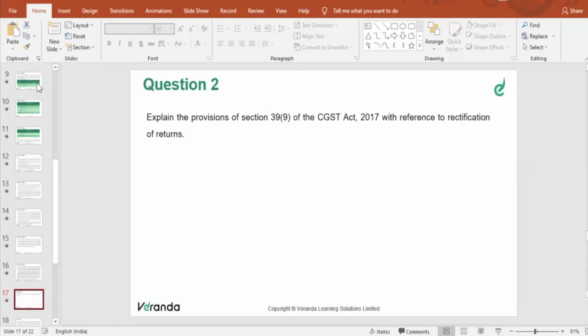Explain the provisions of section 39(9) of the CGST Act 2017 with reference to rectification of returns. Now, who can give me some insight on rectification of returns?